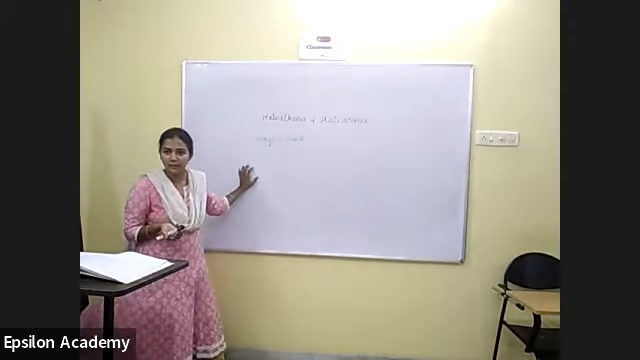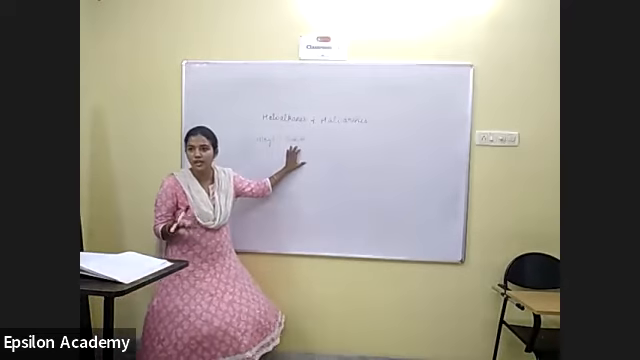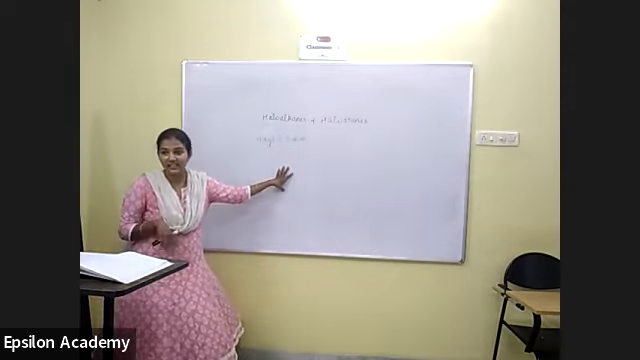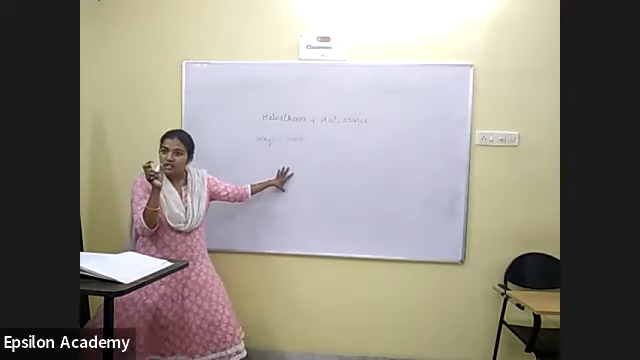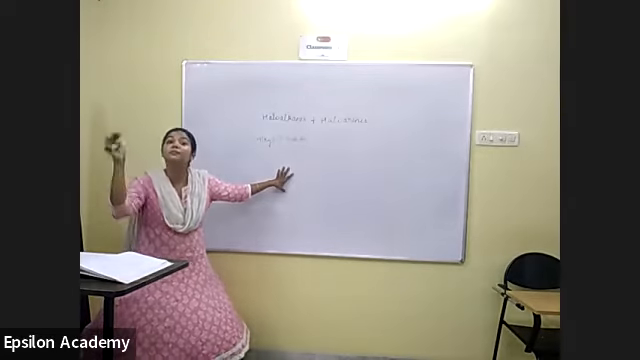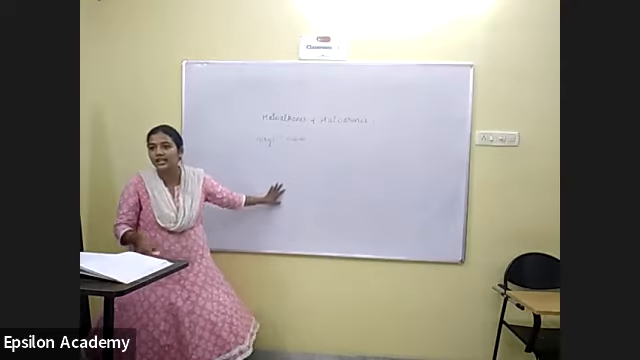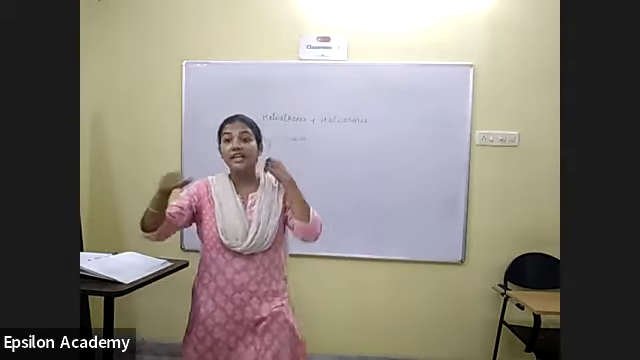Maximum majority, fluoride does not form, because fluorine is highly reactive and it is also small in size. So what happens? We need high bond dissociation enthalpy. What is high bond dissociation enthalpy? You need to break the bond.